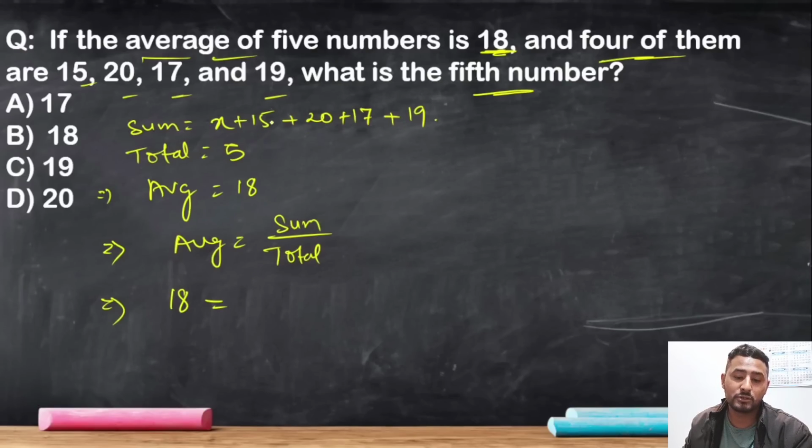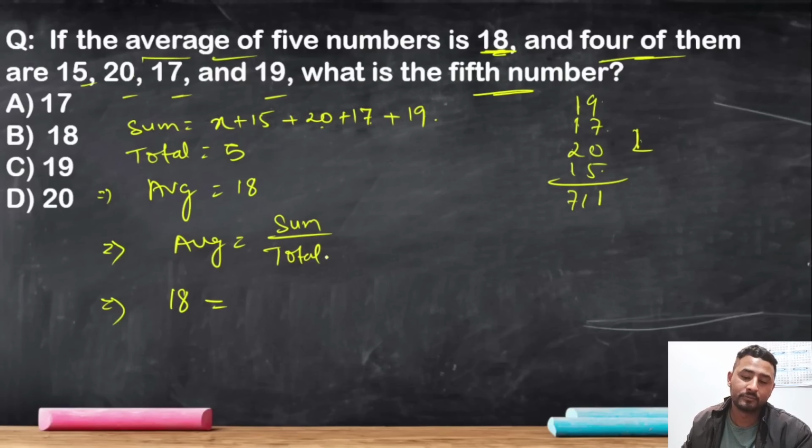If you just want to do it directly, you can do 15 plus 20 is 35. 35 plus 17 is 52. 52 plus 19 is how much? 71. Let me do it again, because I might make a mistake like that. So let's do 19, 17, 20, 15. 5, 7, 12 plus 9 is 21. Carry 2, 1, 2, 4, 5, 6, 7. So we're getting 71. So the sum is x plus 71. I've added all of these, and plus x is remaining. You cannot add a variable, right?